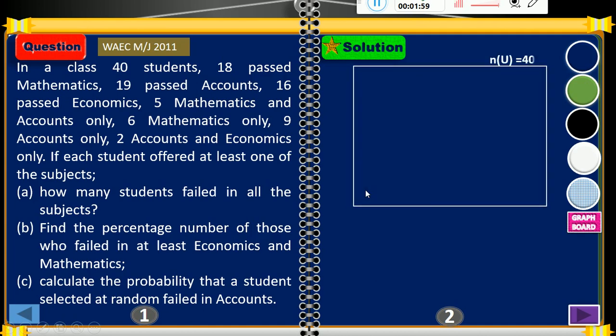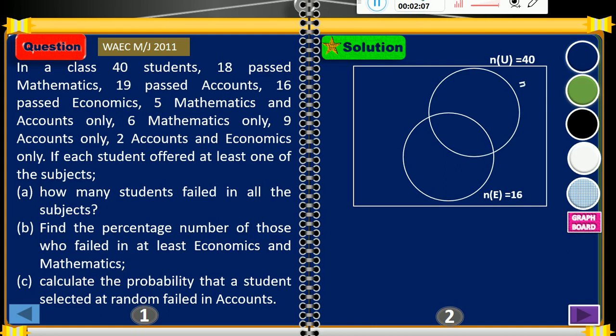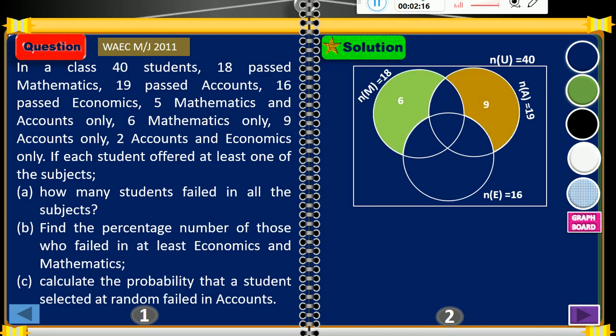The rectangle represents the universal set, the total number 40. This circle is for those that offered economics, 16. The next circle is for accounts, 19. The next circle is for mathematics, 18. Those that offered only mathematics are 6. Only accounts are 9. Accounts and mathematics, 5 in number. Accounts and economics only, 2 in number. All the 3 subjects, mathematics and economics only, economics.